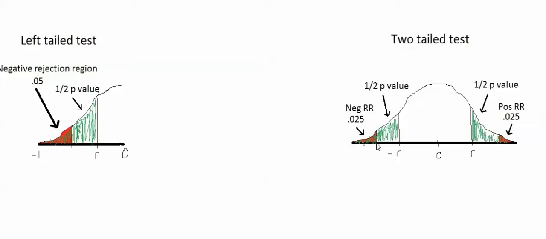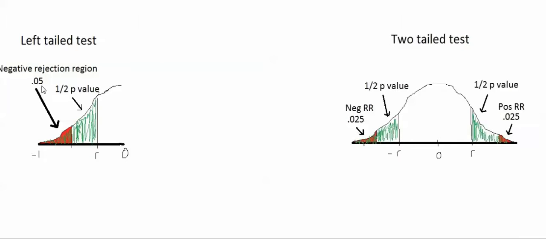So I wouldn't be allowed to move this critical value out this way, or move this critical value out this way, because then the two red areas would become larger, and the total rejection region would be bigger than 0.05, and I don't want it to be any bigger than 0.05, because it becomes too easy to reject the null hypothesis. In a left-tailed test, what I'm doing is I'm taking the total rejection region of 0.05 and putting it all at the left end of the curve.